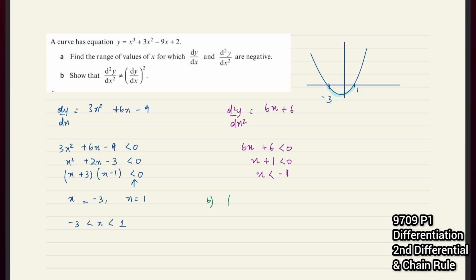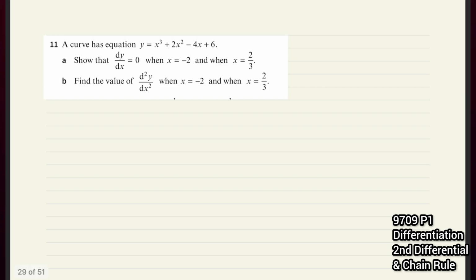First differential square will be (3x square plus 6x minus 9) square, which is definitely not equal to 6x plus 6. That's pretty evident. Next, curve has an equation this.